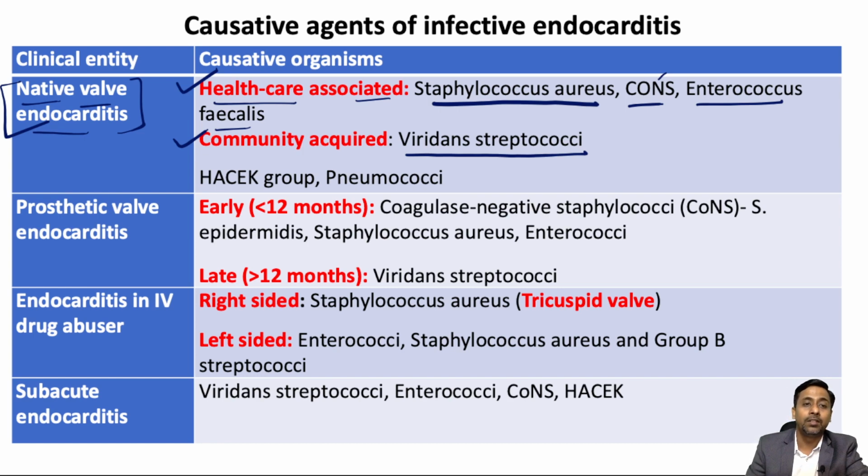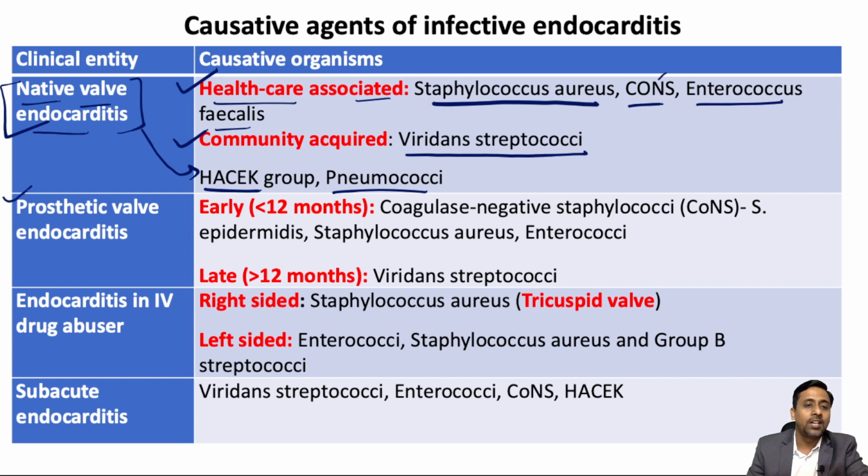Native valve endocarditis may also be caused by HACEK group and pneumococcus. Just for a quick recall, HACEK group includes Haemophilus parainfluenzae, Aggregatibacter, Cardiobacterium hominis, Eikenella corrodens, and Kingella kingae. These are gram-negative bacilli which belong to the HACEK group, commonly causing infective endocarditis.